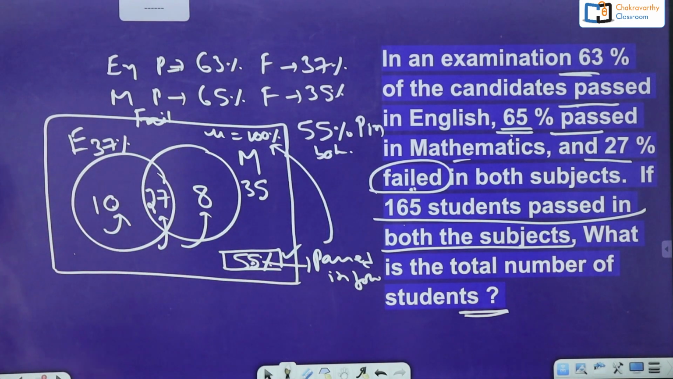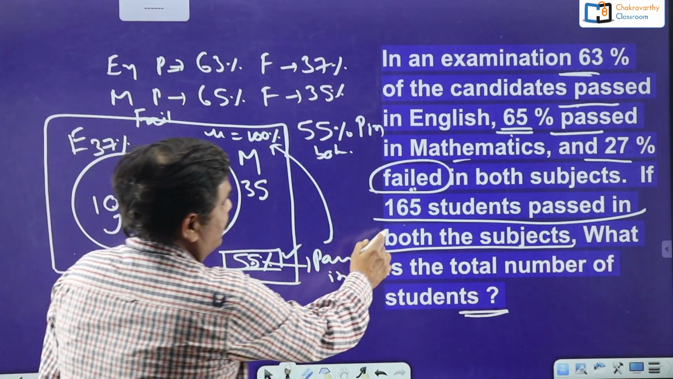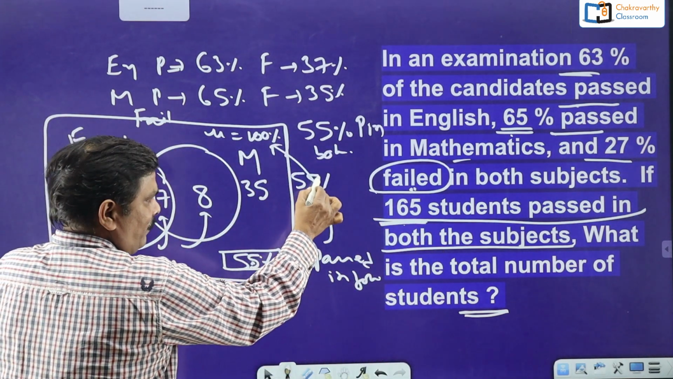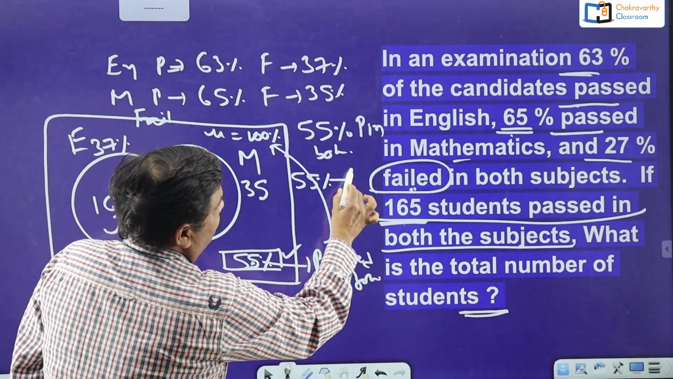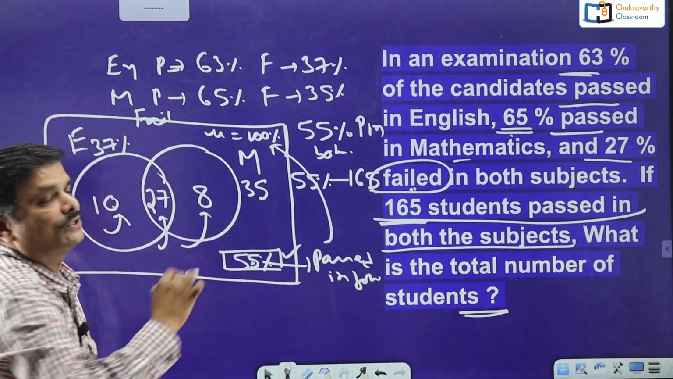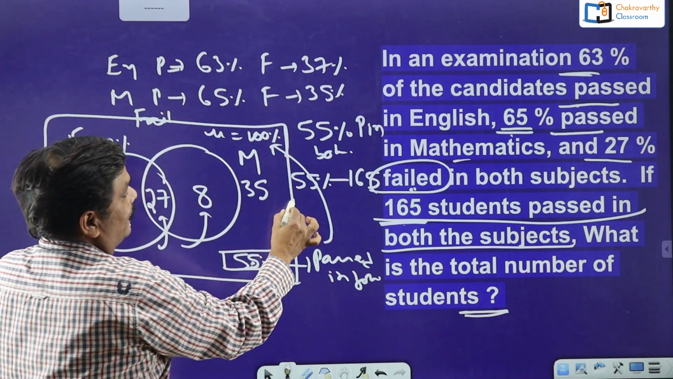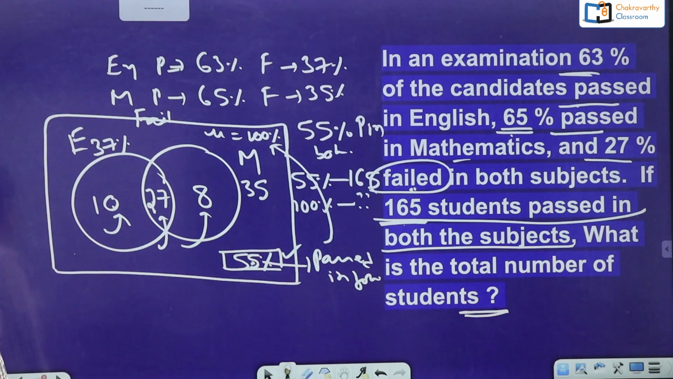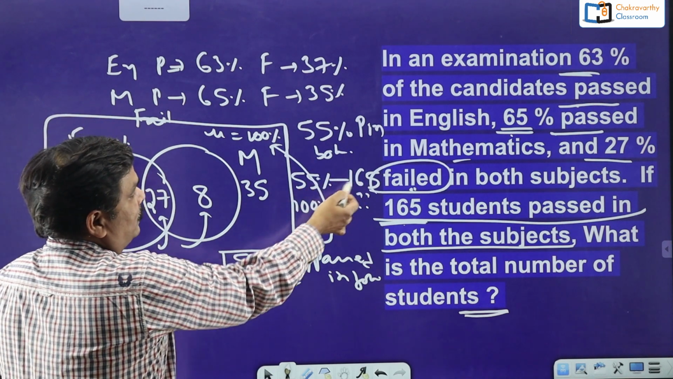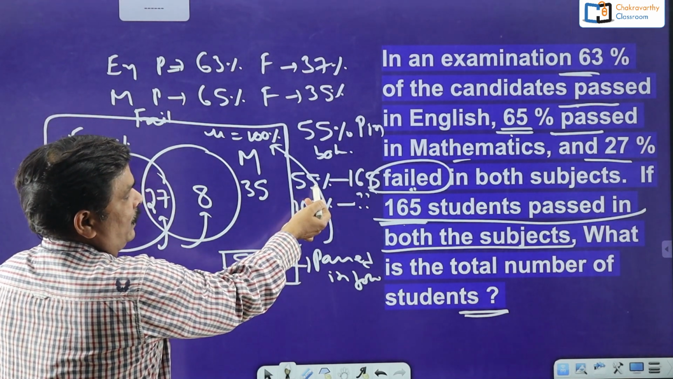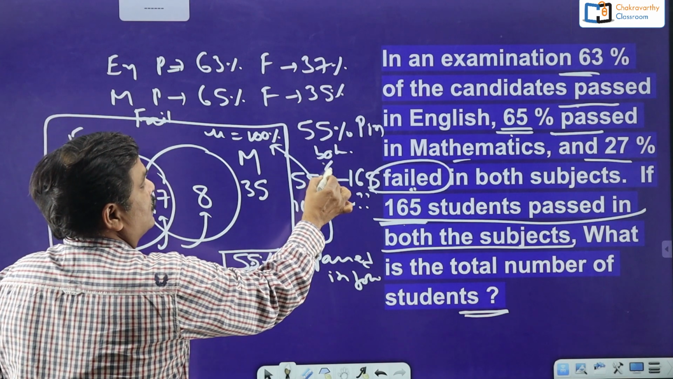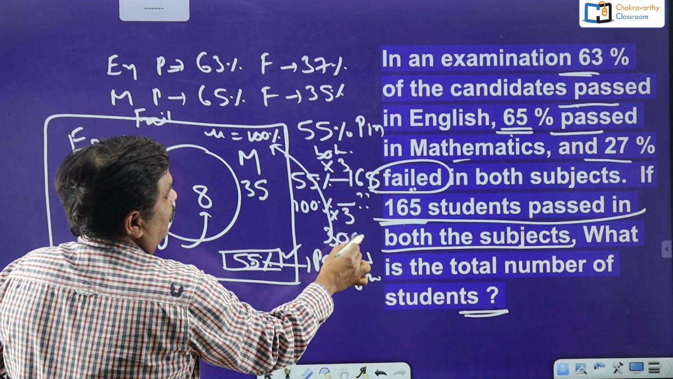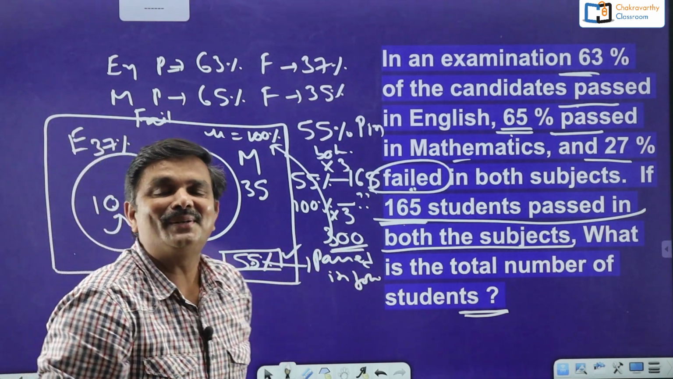Now we got it. Simply, students, go by the unitary method here. We have done many questions in this way: 55% is equal to 165. Then the total, 100%, is equal to how much? As simple as this. 55 into how many times? 50 into 3 is 150, 5 into 3 is 15, so 55 into 3 is 165. So 100 into 3 is 300. So my answer is 300. The total is 300 students.